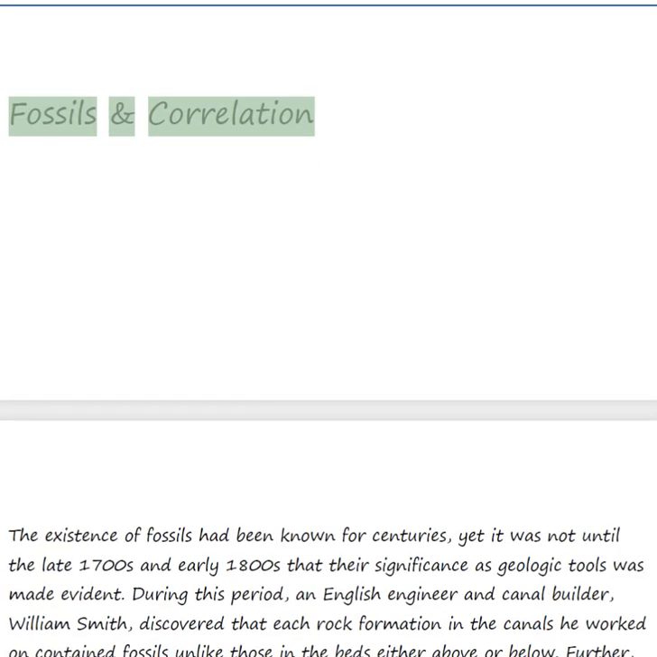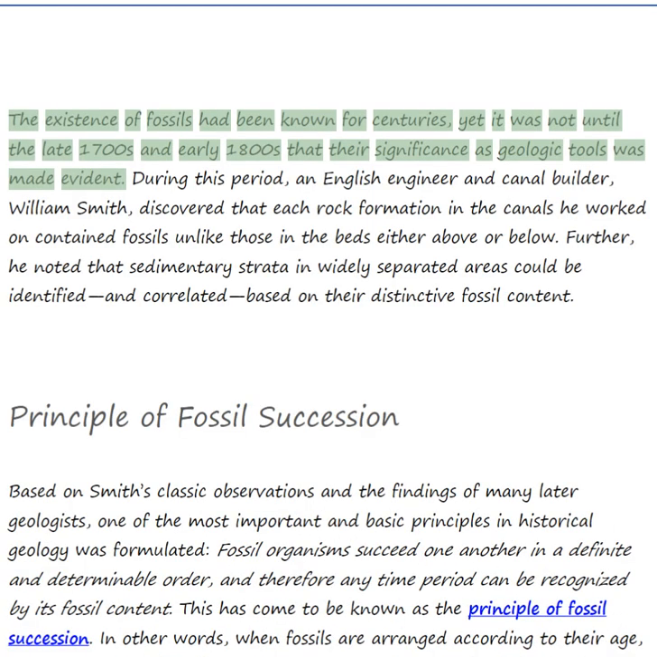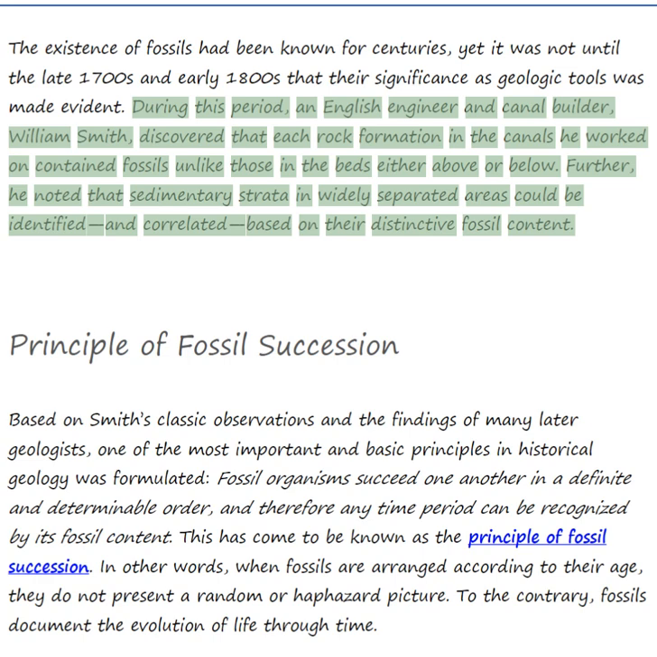Fossils and correlation. The existence of fossils had been known for centuries, yet it was not until the late 1700s and early 1800s that their significance as geologic tools was made evident. During this period, an English engineer and canal builder, William Smith, discovered that each rock formation in the canals he worked on contained fossils unlike those in the beds either above or below. Further, he noted that sedimentary strata in widely separated areas could be identified and correlated based on their distinctive fossil content.